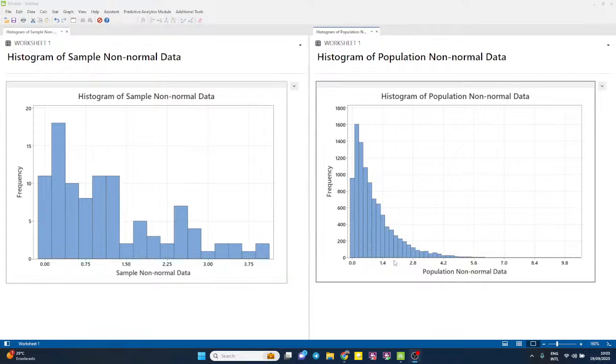I'll go there. So, type OK if you understand that the population is non-normal and the sample suggests that the population is non-normal. Type OK if you understand that. Thank you guys, thank you.